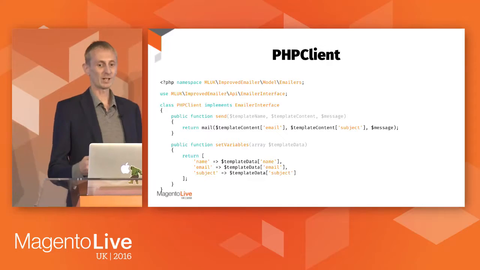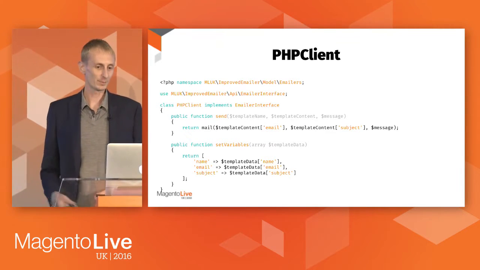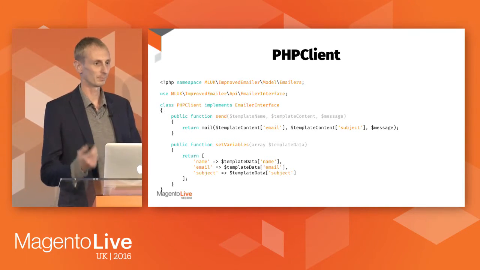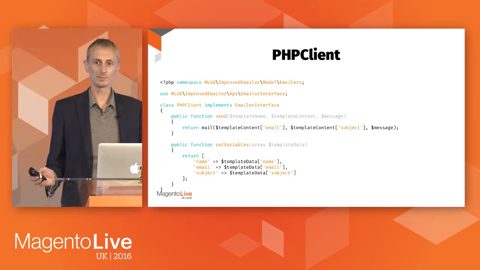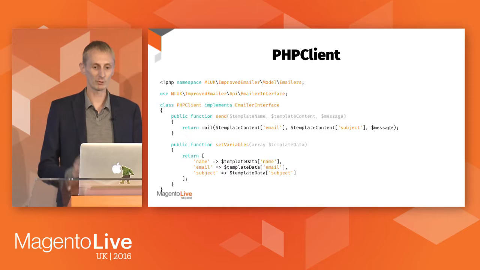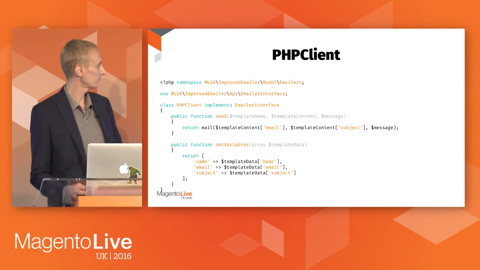So we do that by creating a PHP client. This is just going to implement the basic PHP sendmail command. So we implement the emailer interface, which is really important because we're always going to depend on abstractions, not concrete implementations. So send just returns mail, and so on. Set variables populates the basics. It's not going to be a nice Mandrill sent template. It's just going to be plain old PHP.